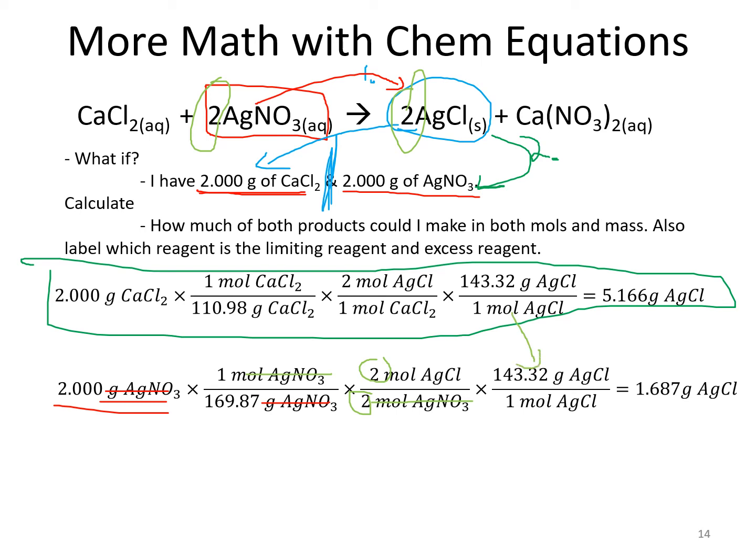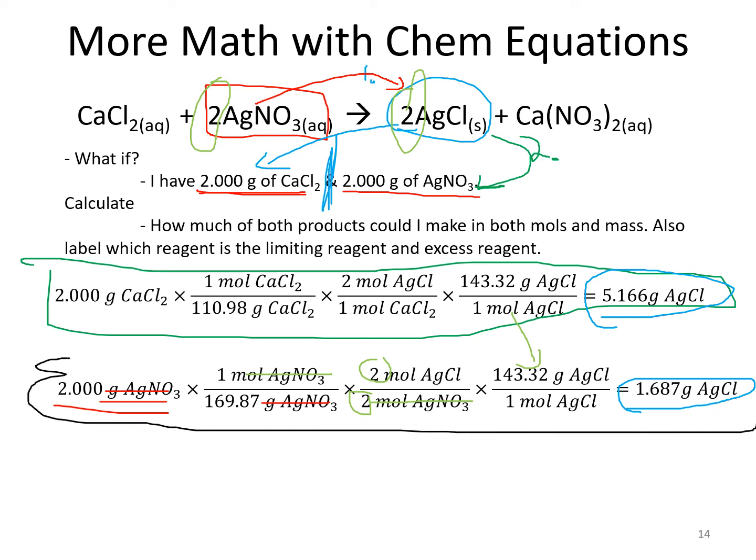And so what we're doing is comparing the two amounts of products that we can get. If I have 2 grams of silver nitrate, I'm going to get 1.687 grams of silver chloride. If I have 2 grams of calcium chloride, I'm going to get 5.116 grams of silver chloride. So the numbers that we go with are the numbers that give us the least amount of product. So in this case, that would be this bottom calculation here.